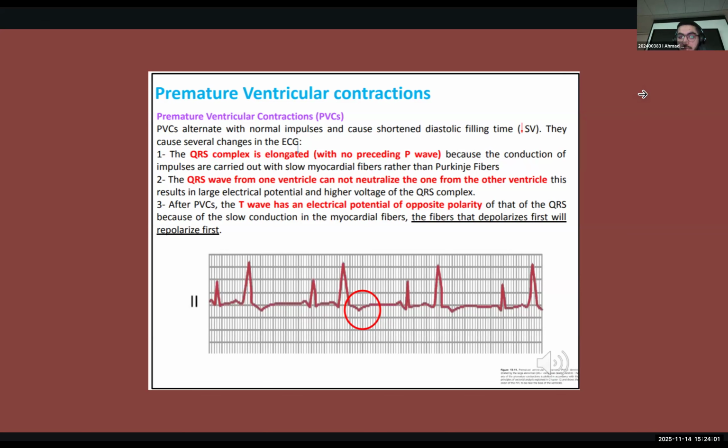It is a T wave. It's not a P wave, and it's a T wave because it's the way that the ventricles repolarize, and because it's premature, the first thing that depolarizes would be the first thing to.